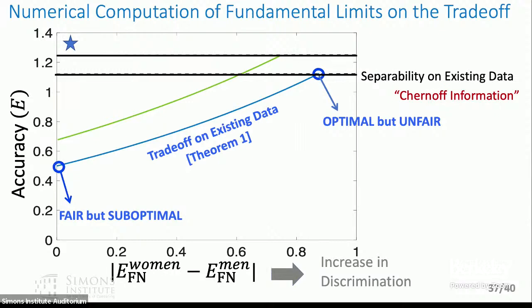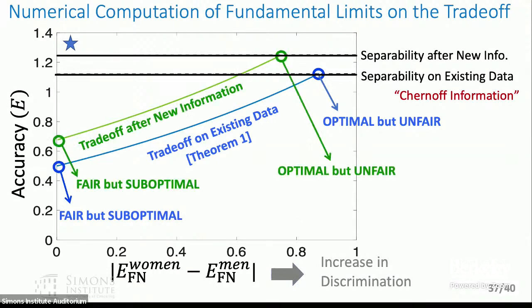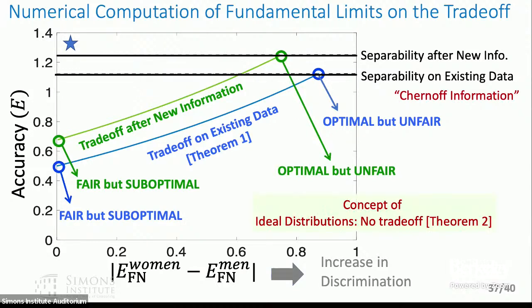And we also show that if we're able to somehow get more information about the data set, like either through gathering more features or refining your experiment, then sometimes the separability can possibly improve. And if the separability or information theoretic bound improves, then the trade-off can also be alleviated. So now the optimal but unfair classifier would be here, and the fair but suboptimal classifier would be over there. And we also show that there are ideal distributions with respect to which there may not be any trade-off.